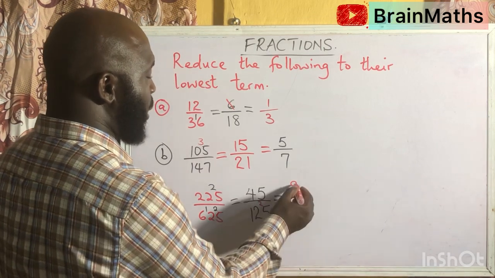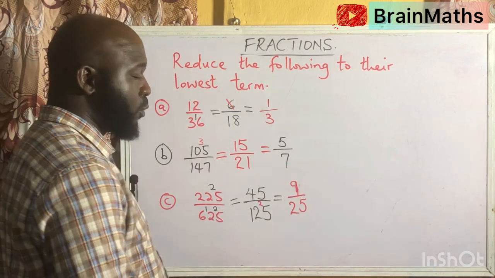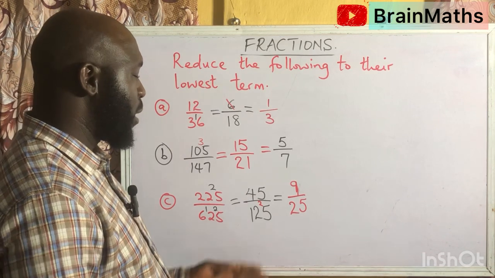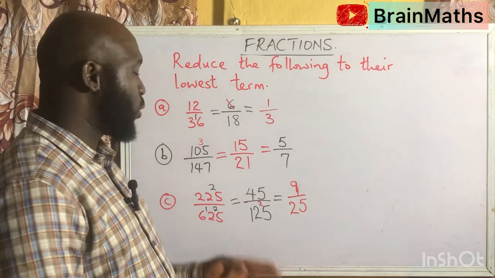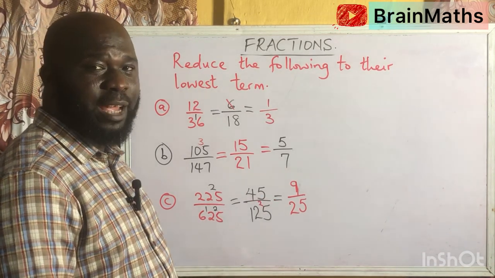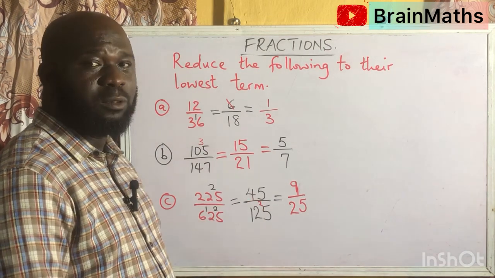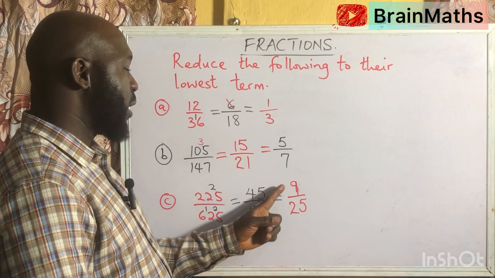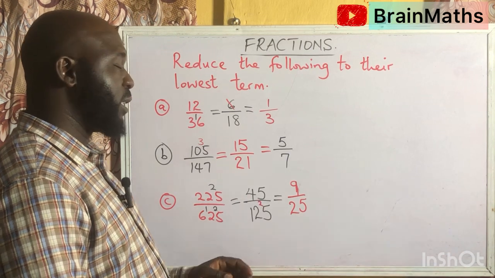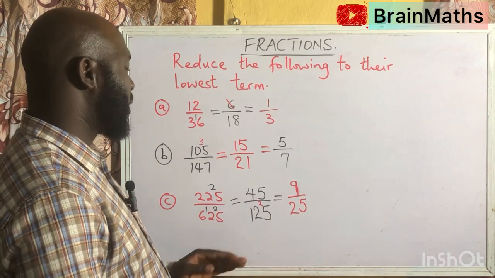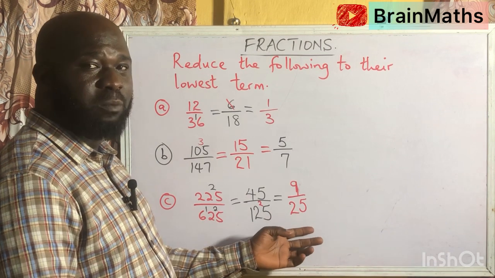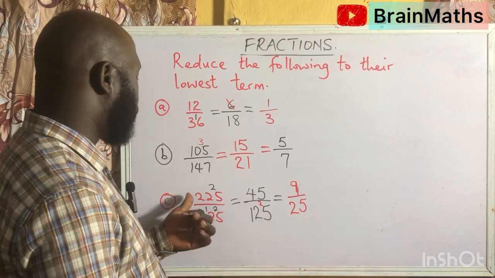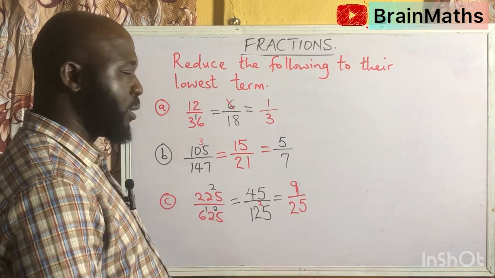So if you look at the last one here, which is 9 over 25, I'm sure we all know that no number can divide both 9 and 25. So on this note, we say 9 over 25 is the lowest and the simplest term that we can reduce 225 by 625.